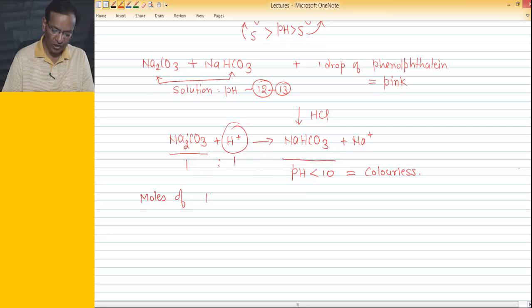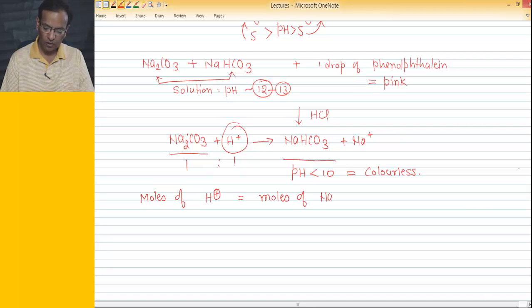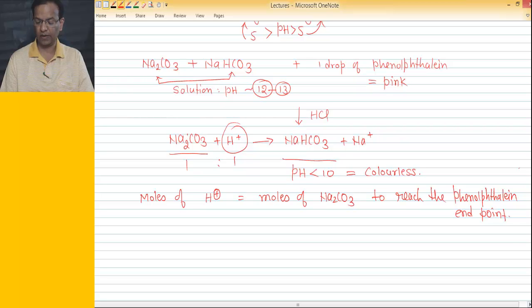Moles of H plus, be very careful in this titration, always carry out the calculation using moles of H plus rather than moles of acid. That may create confusion if you have sulfuric acid or acid like that. So moles of H plus is equal to moles of sodium carbonate to reach the phenolphthalein endpoint. Correct?